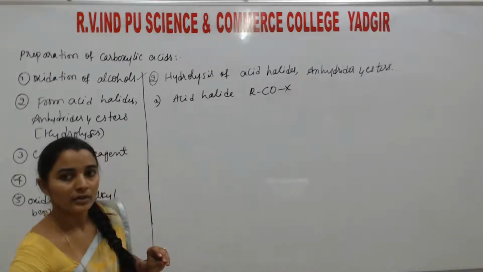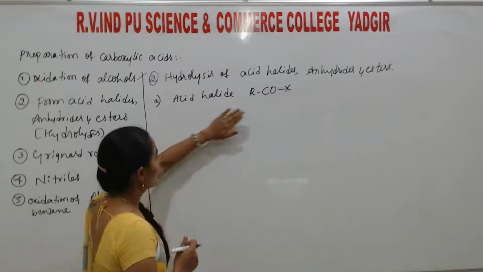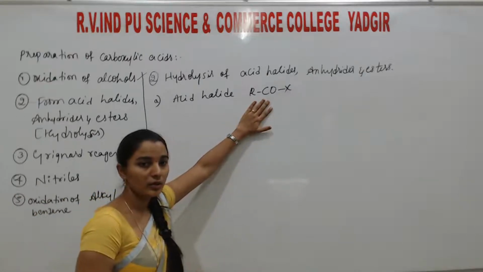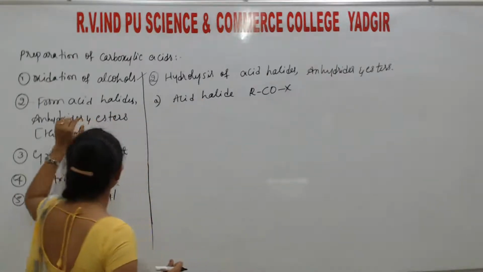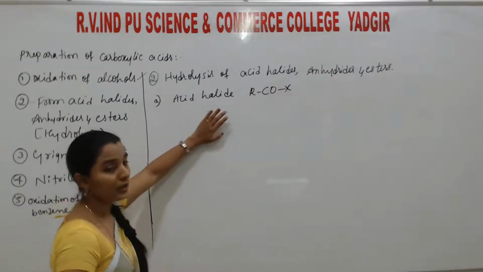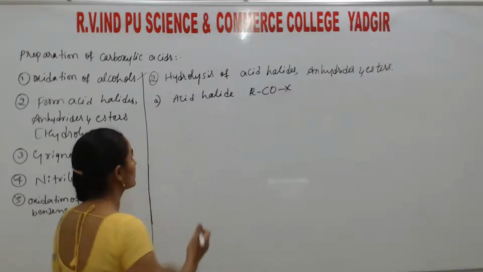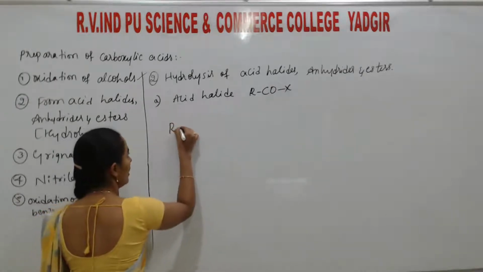This is acid halides. So this type of acid halides undergoes what? Hydrolysis, means addition of water molecule. Then they give carboxylic acid and further byproducts. So I check the example here.